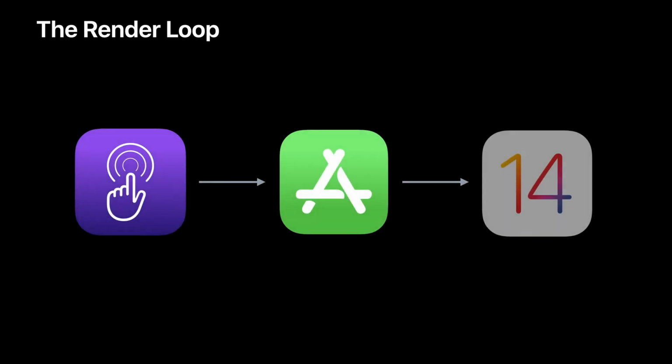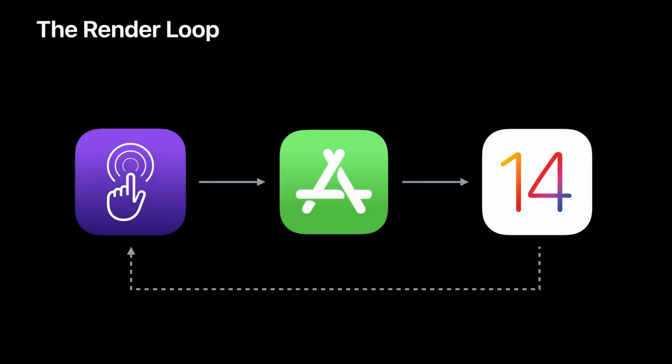iOS uses the render loop to display your views. Touch events are sent to your app, it responds by changing its views, and those views are rendered onto the display by iOS.